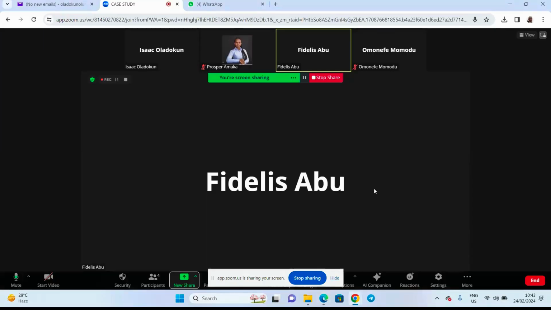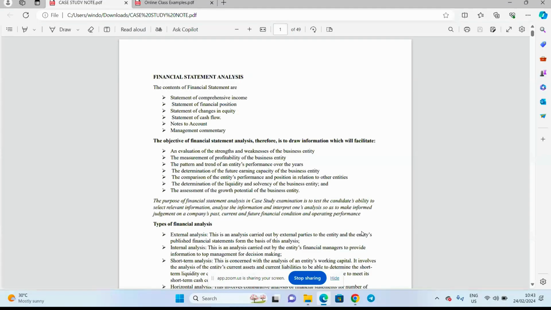I'm going to put this on the chat section so that everybody can download this material. Let me quickly take us through. When we are talking of financial statements, the components include the statement of comprehensive income, statement of financial position, formerly known as balance sheet, statement of changes in equity, statement of cash flow, notes to accounts and management commentaries. Among these, what do they really want you to know that is extremely important for case study as far as ICAN is concerned? You just need analysis of the statement of financial position, formerly called balance sheet, and the statement of profit or loss and other comprehensive income. Do you understand?